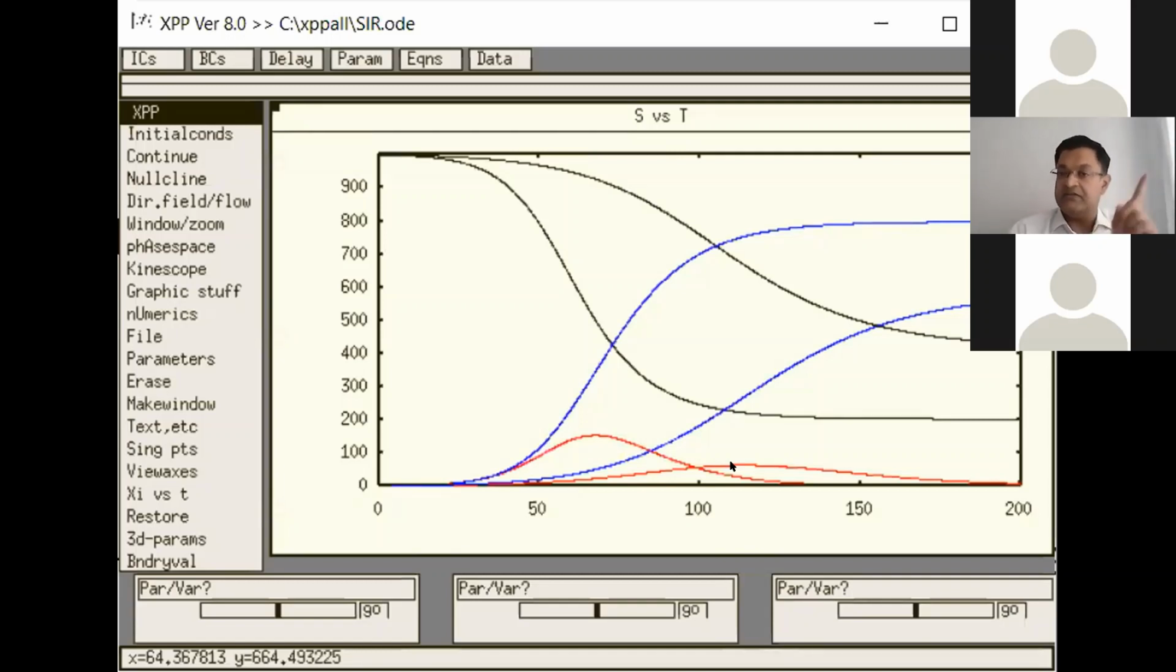But remember that by flattening the curve, you are also prolonging the duration of the epidemic, because it's going to now occur at a small rate over a larger period of time. And even though you've controlled the peak number of infections, the total number of infected people over a larger period of time is not that much smaller.